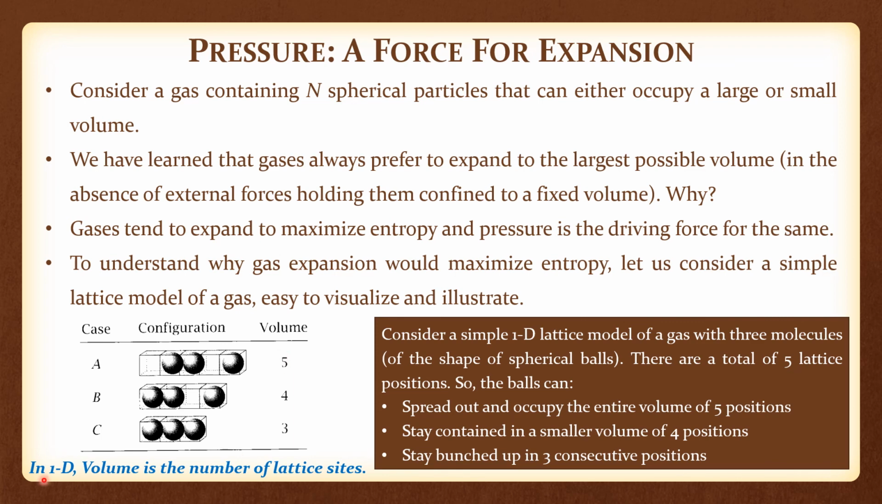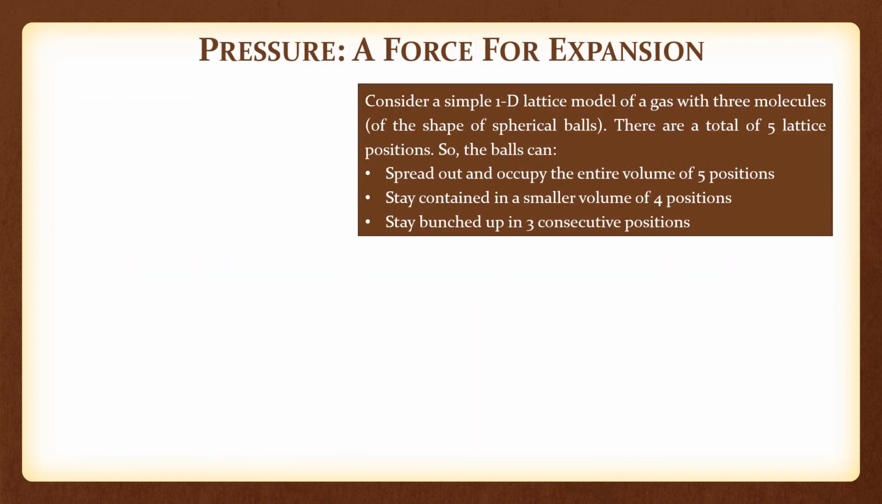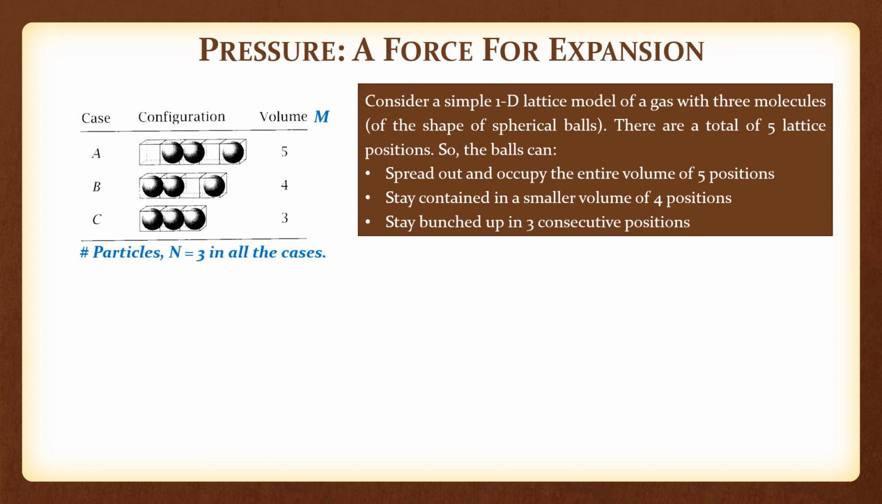So in 1D, as I mentioned, volume is simply the number of lattice sites. Consider this simple 1D lattice model of a gas. If I call my volume M and the number of particles is 3 in all the cases, these three are 3 possible macro states or compositions. What are the 3 macro states? Where the volume is 5, where the volume is 4, where the volume is 3.